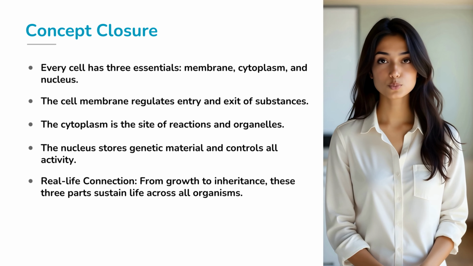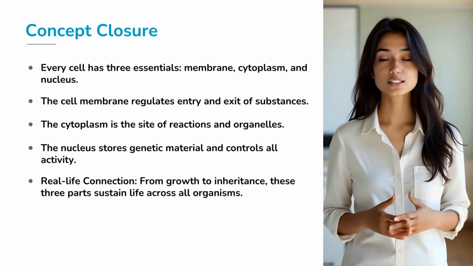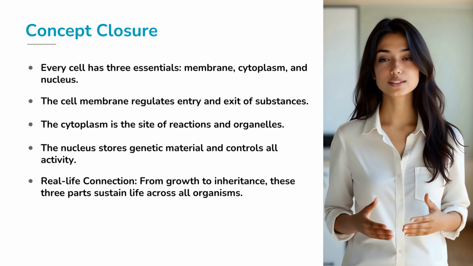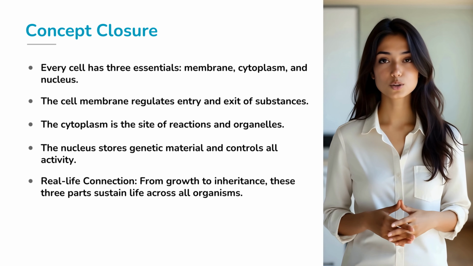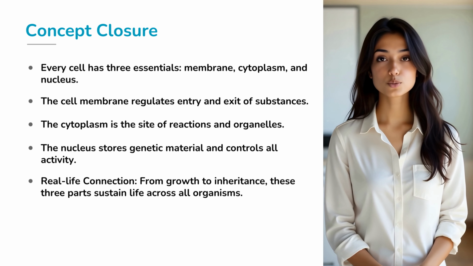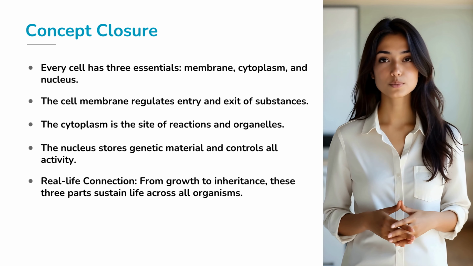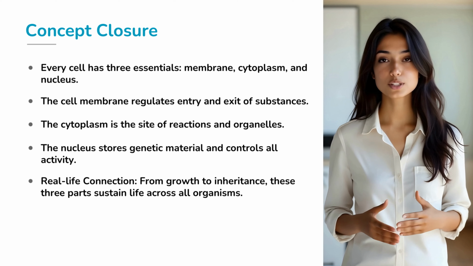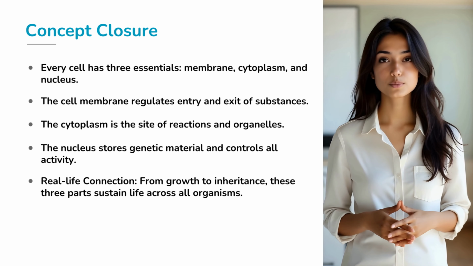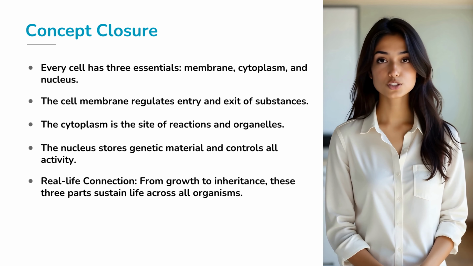Let's quickly recap what we've learned today. Every living cell, no matter how simple or complex, is built around three essential components: the cell membrane, the cytoplasm, and the nucleus. The cell membrane protects the cell and regulates exchange. The cytoplasm is where chemical reactions occur and organelles operate, and the nucleus stores genetic material and controls all activity. On this slide, you can see a summary diagram connecting all these key points. From growth to inheritance, from metabolism to reproduction, these three structures work together tirelessly to sustain life.